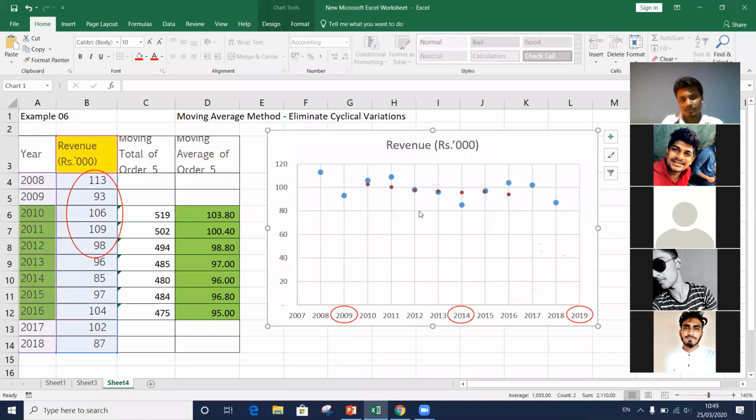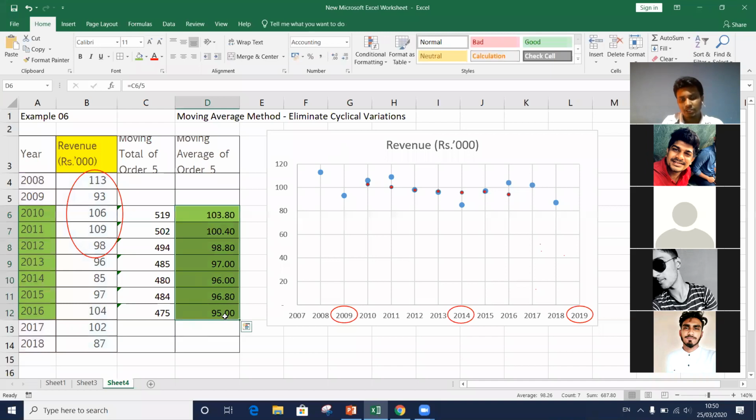Now, can you see in the initial scatter plot diagram what has happened? There we observed so many variations. But after finding the moving averages and plotting them, what has happened? The variations are not as many as before. We have reduced the variations to a certain extent.